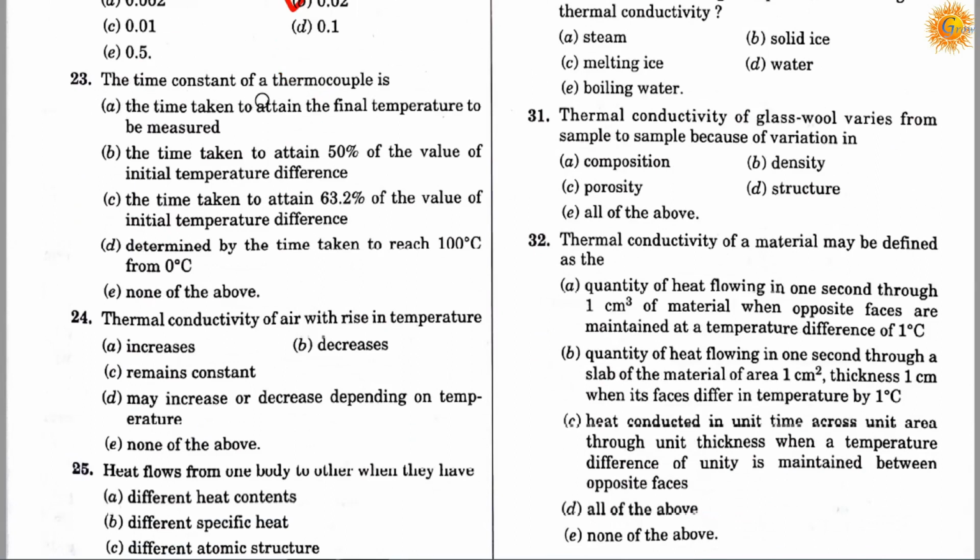Question number 23. The time constant of a thermocouple is option A, the time taken to attain the final temperature to be measured. Option B, the time taken to attain 50% of the value of the initial temperature difference. Option C, the time taken to attain 63.2% of the value of the initial temperature difference. Option D, determined by the time taken to reach 100 degree centigrade from 0 degree centigrade. And option E, none of the above. Correct answer is C. The time constant of the thermocouple is the time taken to attain 63.2% of the value of the initial temperature difference.